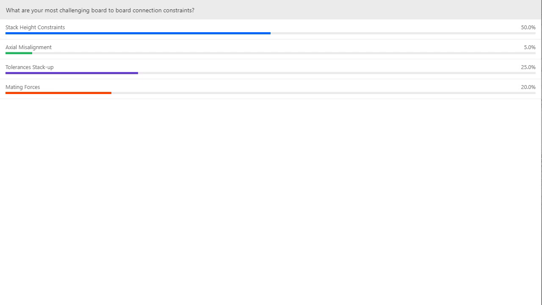But also, I would say the tolerance stack up: if there are variances in your board thicknesses or other system constraints, having that Z travel variable is really important. That aligns pretty well with what we see as the top two with our customer base. So thanks for that input, everyone.